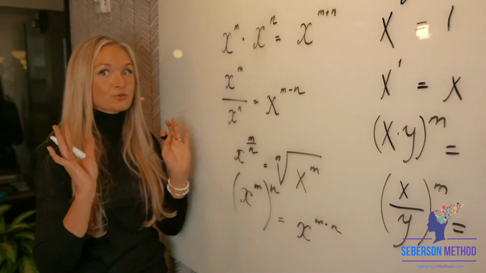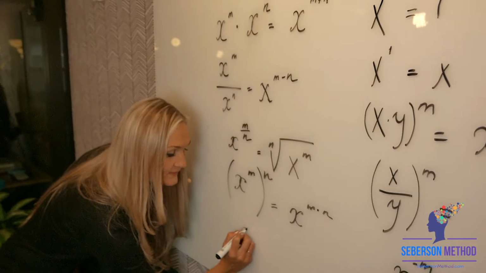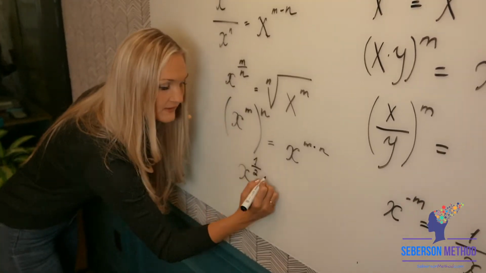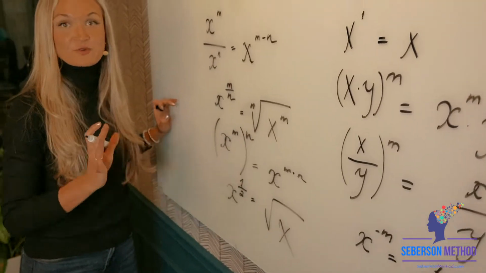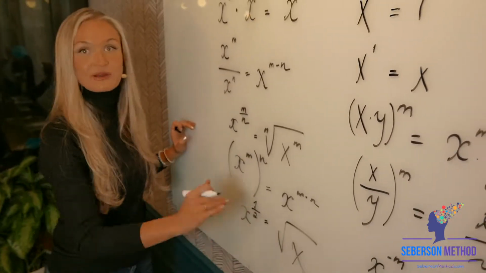It's not a quote-unquote rule by itself, but it's super helpful to keep in mind. X, when it's raised to 1/2, equals the square root of x. Just something to keep in mind. Very helpful for most standardized tests. X raised to 1/2 equals square root of x.